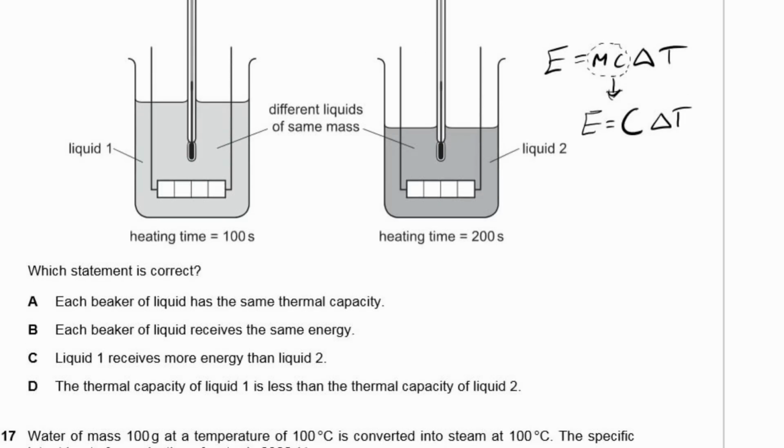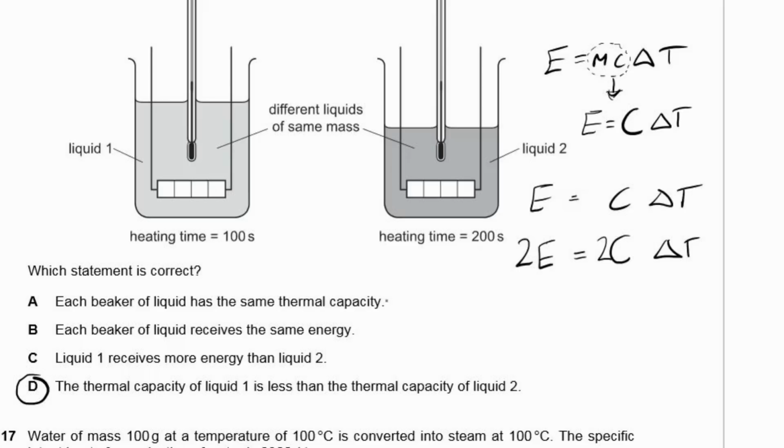So this is the equation that guides it. E equals C delta T. If one takes an amount of energy E and the other one takes twice the amount of energy for the same change in temperature, then it must have twice the thermal capacity. So that tells us D, the thermal capacity of liquid 1 is less than the thermal capacity of liquid 2. That's why liquid 2 takes so much more energy to heat it.